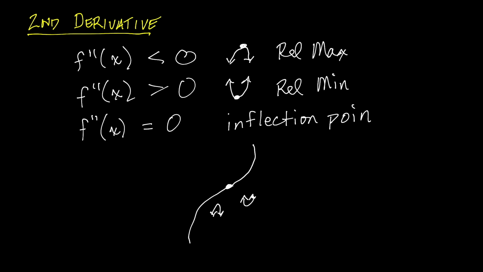It's concave down on the left and concave up on the right. So this is what happens when we find a second derivative that is equal to 0. We have identified an inflection point. So let's look at an example.